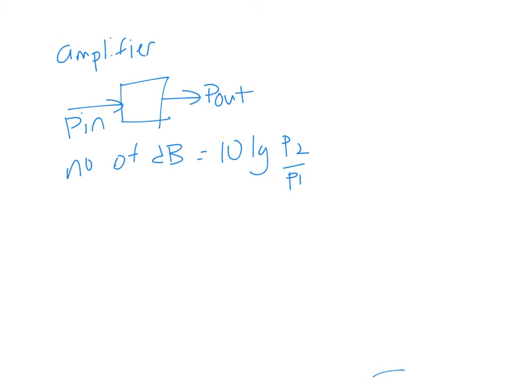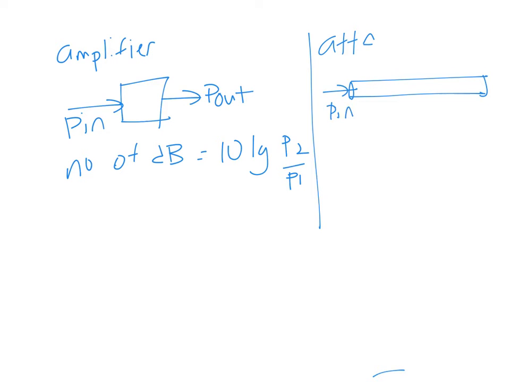What about for attenuation? If we're talking about attenuation, a cable here, power input and power output. Which is bigger, power input or power output? Power input is bigger. Alright, so now we will put the power input on top and power output at the bottom. So put the bigger power on top, smaller power at the bottom.